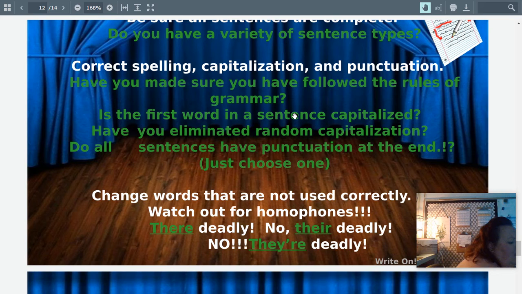What do you need to correct in proofreading? All right. You need to correct spelling, capitalization, and punctuation. Have you made sure you have followed the rules of grammar? Is the first word in a sentence capitalized? Have you eliminated random capitalization? Do all sentences have punctuation at the end? Just choose one.